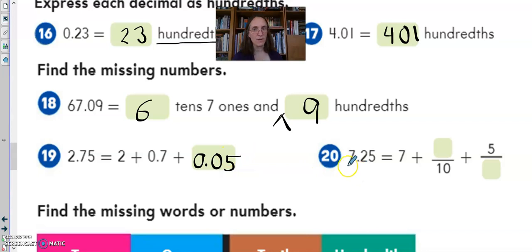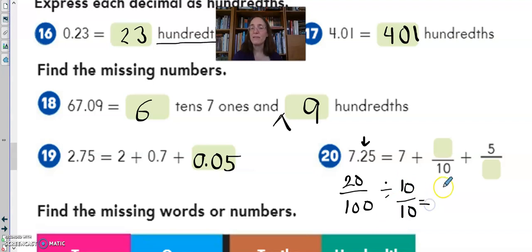Let's take a look at this one. 7 and 25 hundredths. Well, there's my 7. The 20 here could be simplified into 2 tenths. If we have 20 hundredths, don't they share a common factor of 10? And so I could divide it by 10. And this is going back to our fractions work that we just did. 20 divided by 10 is 2, and 100 divided by 10 is 10. So that would be 2 tenths.